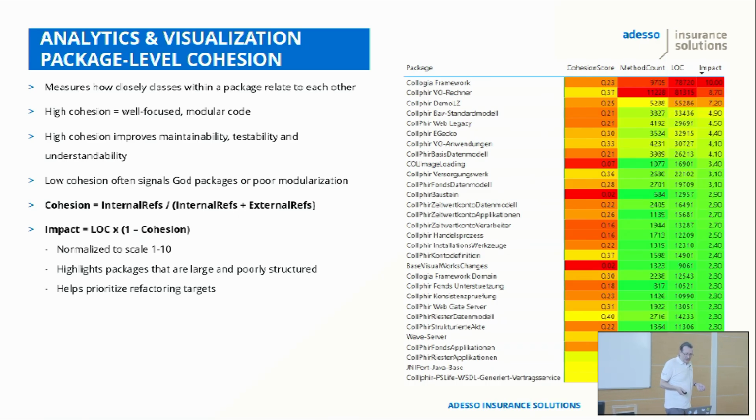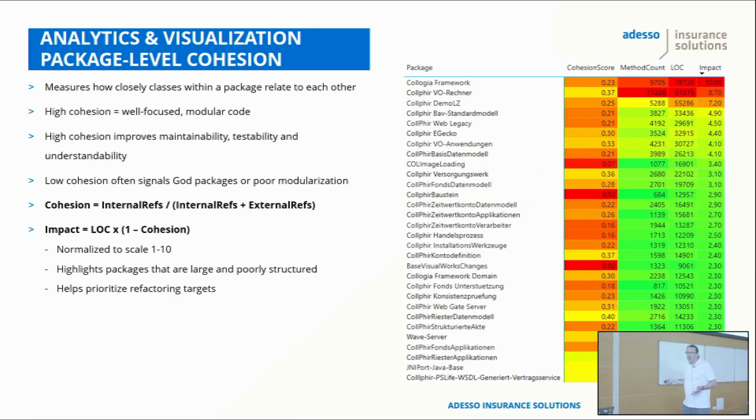So I created a list with a cohesion score. This is the cohesion score. And I found out that there are packages that have a very low cohesion, like, for example, this one here.